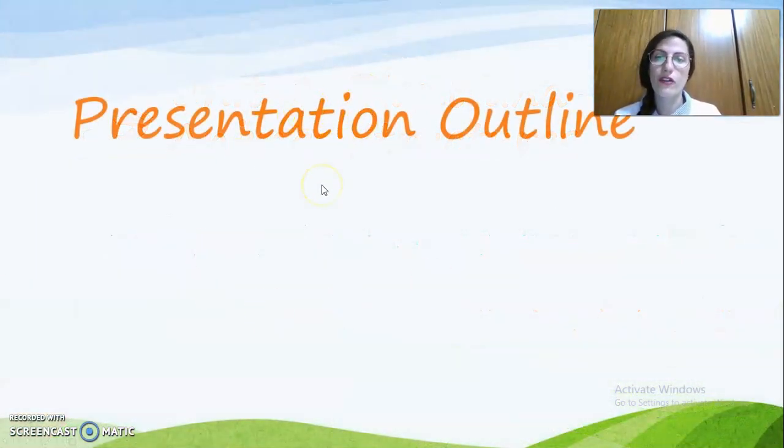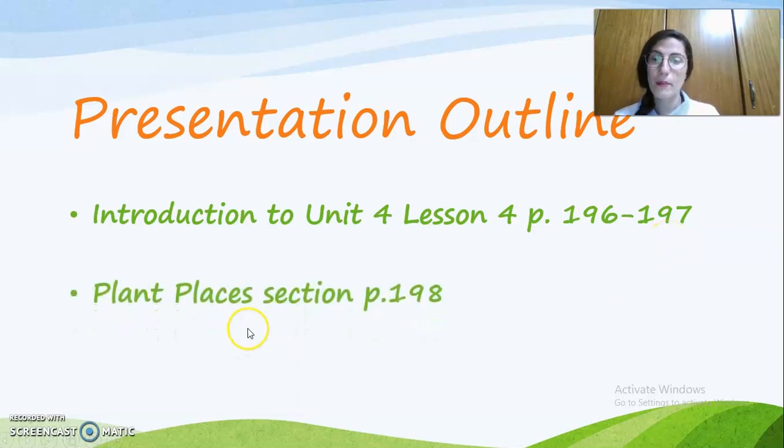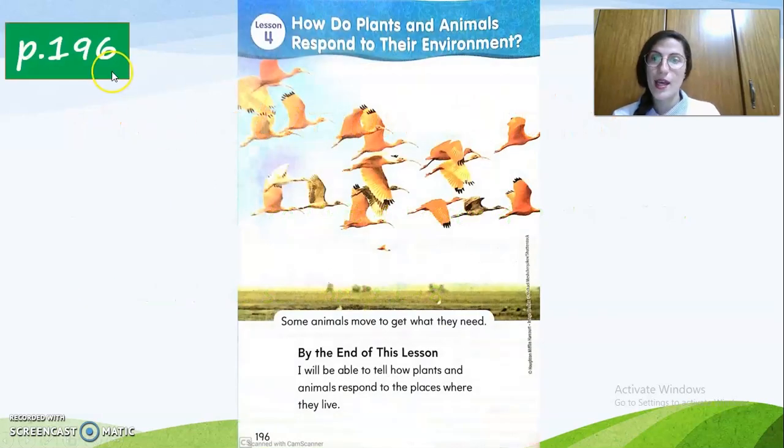Today we're going to cover the following points. Introduction to Unit 4, Lesson 4, page 196-197. Plant Places section, page 198. Please, we open our books, our science books, to page 196 and we follow.